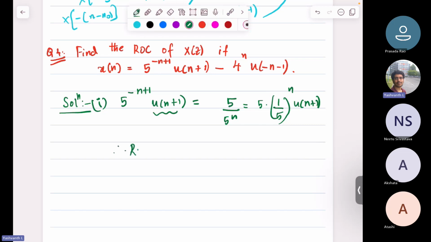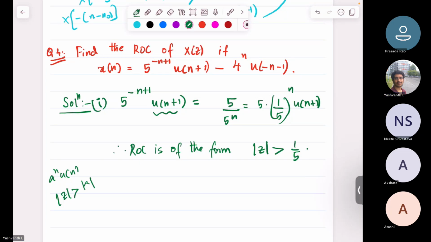Therefore, the ROC is of the form mod z greater than 1 by 5. Do you agree? Because I'm not exactly writing out the z transform. I'm only interested in knowing the ROC of the z transform. Do you agree that your ROC will be mod z greater than 1 by 5? Because these are of the form a power n into u of n plus 1. That plus 1 will only give us a shift in your z transform expression, but it will not change the ROC. So is this okay? Recall that a power n into u of n will have a ROC mod z greater than mod a. That's what I wrote here. Mod z greater than 1 by 5. Is this okay?